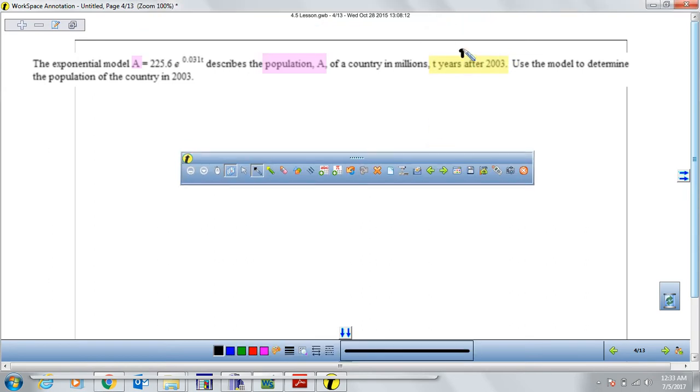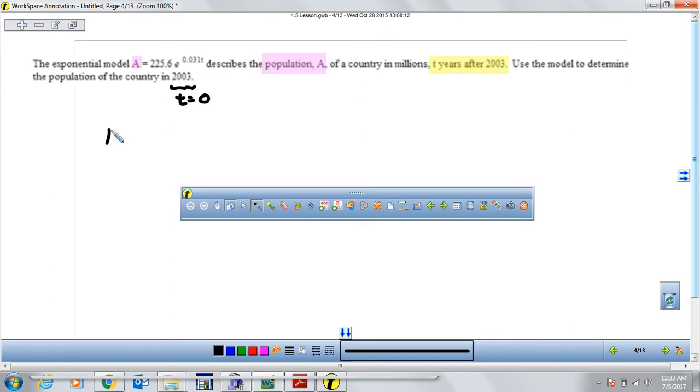T years after 2003 means that in the year 2004, t is equal to 1. In the year 2013, t is equal to 10. So t is going to be representing the number of years after 2003. Now the question is, we want to use that model to estimate the population of the country in 2003. So what is the value of t in 2003 if t is the number of years after 2003? It's going to be t equals 0.